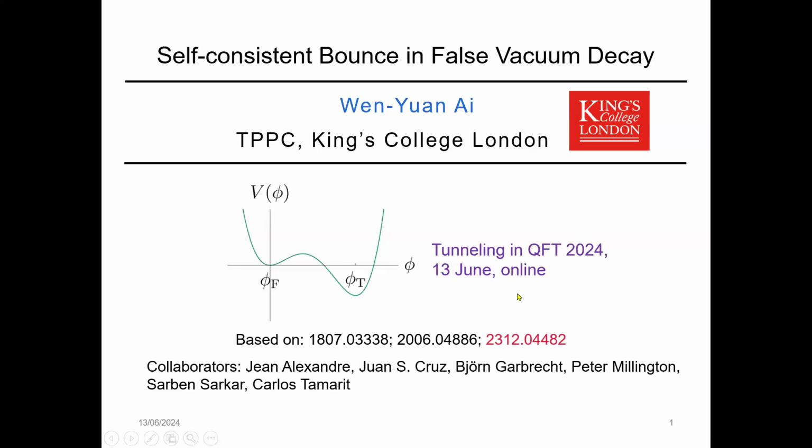So I'm very happy to present our recent work here. It basically tells how to compute the self-consistent bounce in false vacuum decay, or namely calculate the quantum corrections to the bounce. This is based on my previous work, but this talk is mostly based on recent work with Gian Alexander and Samasaka. For the other two papers, my collaborators are Juan Cruz, Bjorn Garbage, Peter Millington, and Klaus Tamrit.